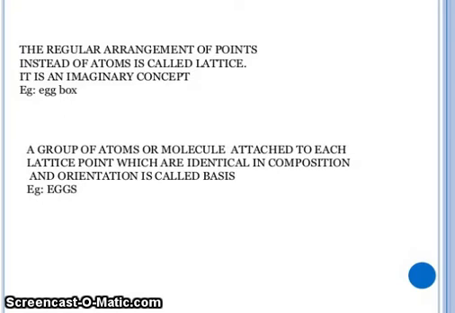Now the regular arrangement of points instead of atoms is called a lattice. It is an imaginary concept. Example: egg box. A group of atoms or molecules attached to each lattice point, which are identical in composition and orientation, is called the basis. We call it eggs. So egg box and egg, just keep that in your mind.